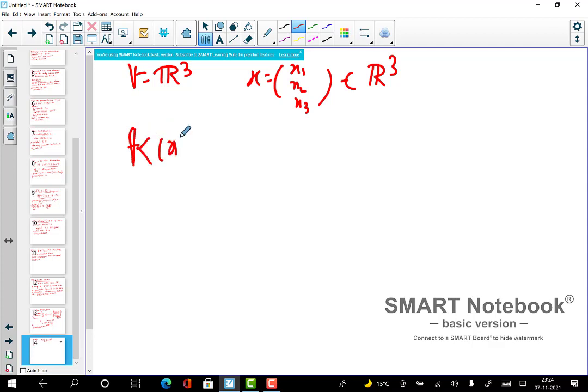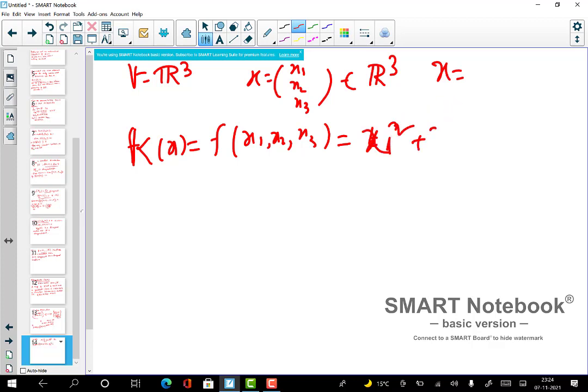So generally in this case, K(x) is defined by a polynomial in three variables, x1, x2, x3. Here x is a vector. You can define it by anything, like 1 times x1 squared plus 2 x2 squared plus 3 x3 squared, plus something like 4 x1 x2 minus 6 x1 x3.